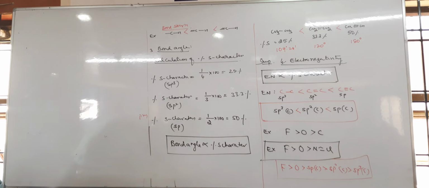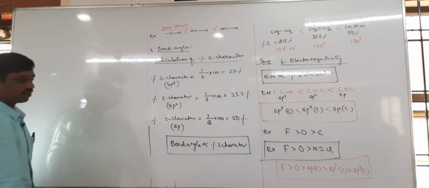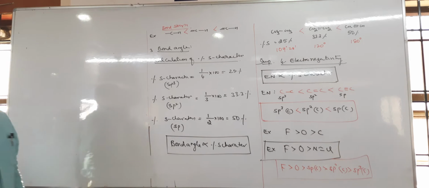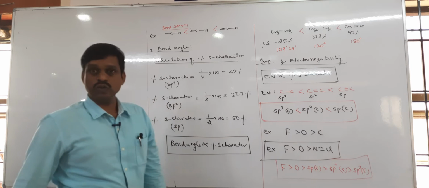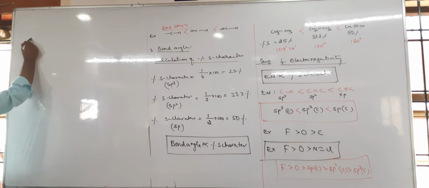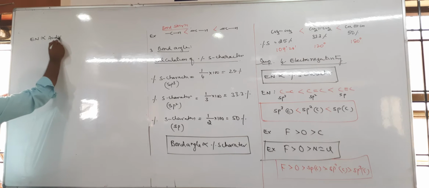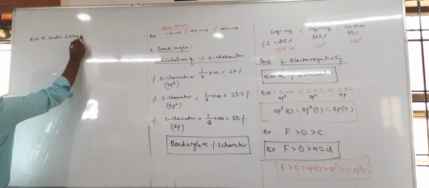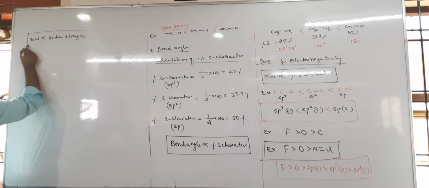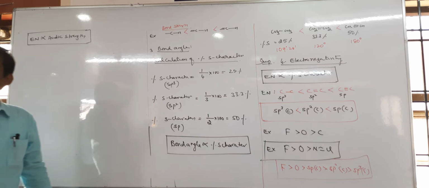Now what is the importance of electronegativity in particularly organic compounds? This we have studied. Electronegativity is directly proportional to acidic strength. Yes or no? We also know that electronegativity of carbon is directly proportional to its acidic strength. It means if electronegativity increases, acidic strength increases. EN increases as the percentage of s character increases.